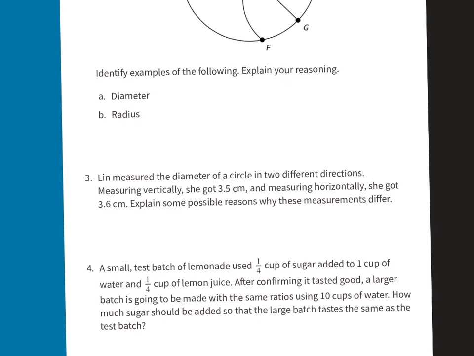And the second question, Lynn measured the diameter of a circle in 2 different directions. Measuring vertically, she got 3.5, and measuring horizontally, she got 3.6. Explain some possible reasons why these measurements might differ, and then there'll be some choices you can choose from.